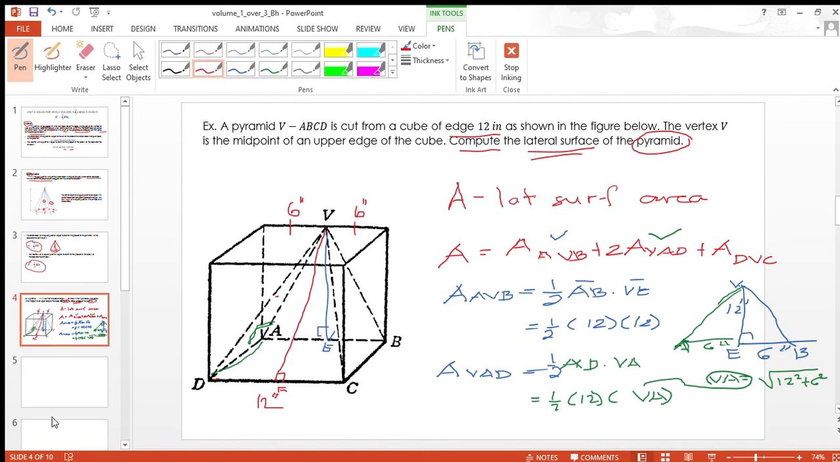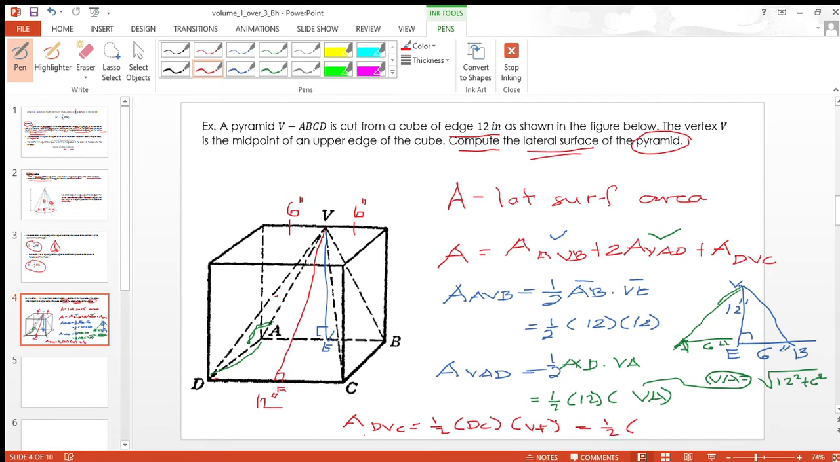So the area of triangle DVC is 1/2 the base, which is DC, multiplied by the height, which is VF. Do we know DC? Yes, it's 12 inches. How about VF? VF will now be computed from where?